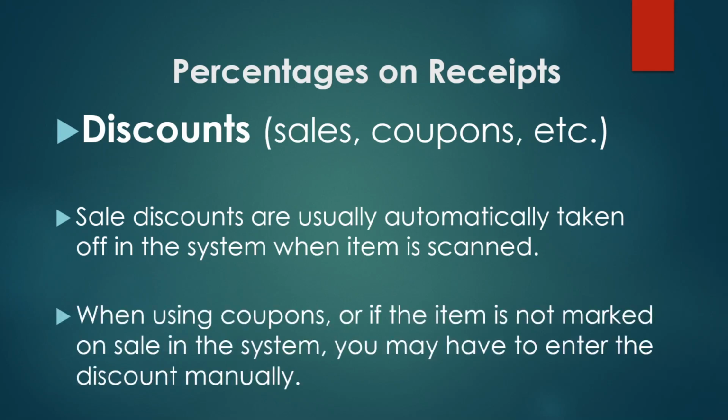Normally, you would not have to subtract sale discounts yourself, since they're usually already in the system, and they get taken off automatically when the items are scanned. However, some situations in which you would have to manually enter the discount would be if a customer is using a coupon that doesn't have a barcode to scan, or if the item is not coming up with the correct sale price in the system.